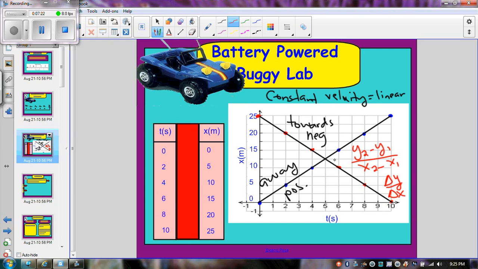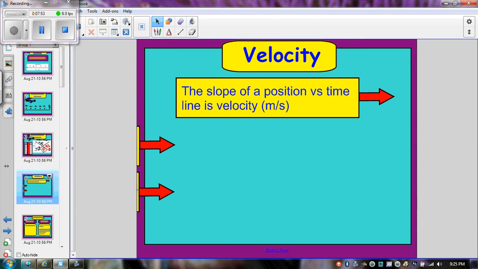Now, what is the y? Well, the y is position, and position is measured in meters. So the top unit of our slope would be meters. What about change in x? Well, the x-axis is time. So when we think about change in x, we're really talking about change in time, which would be measured in seconds. So notice our slope would have the units of meters per second, and meters per second just so happens to be the units of velocity. So once again, the slope of a position versus time line is velocity.